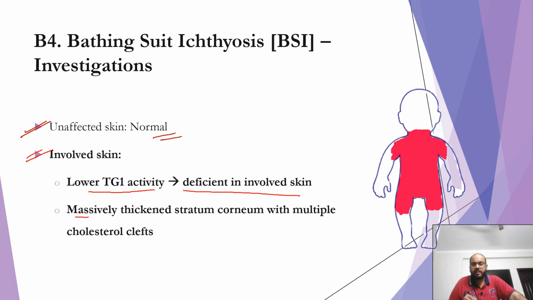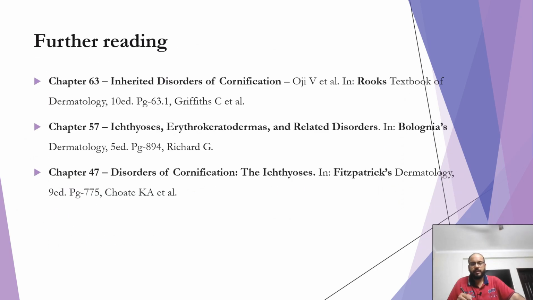On biopsy, you will see massively thickened stratum corneum with multiple cholesterol clefts. So these are the features that you will see in involved skin biopsy in a patient of bathing suit ichthyosis. Let's move forward.